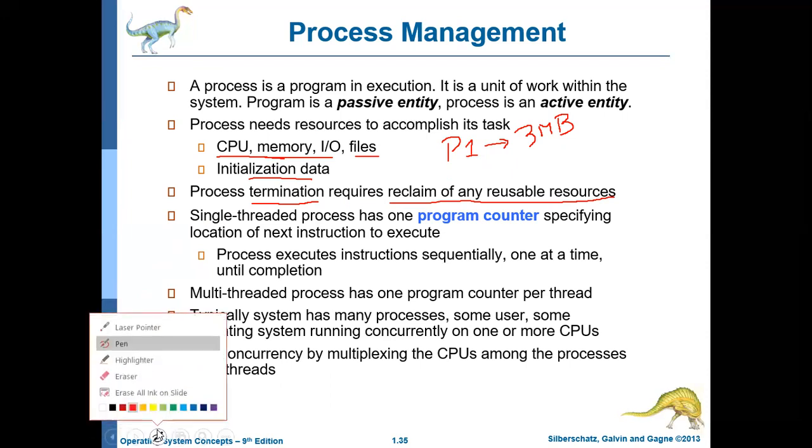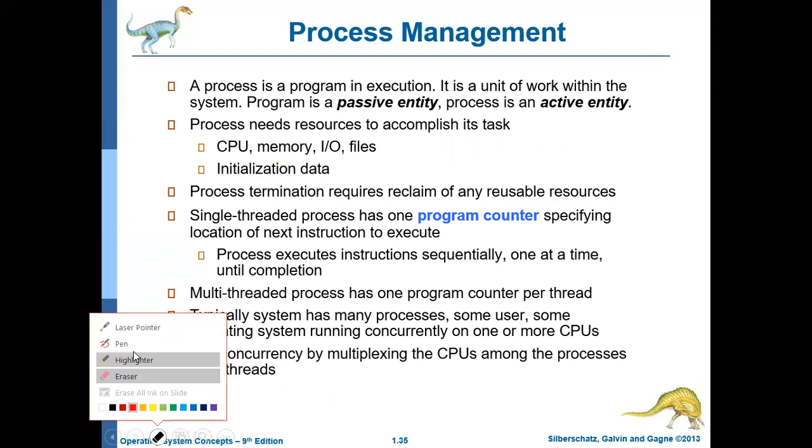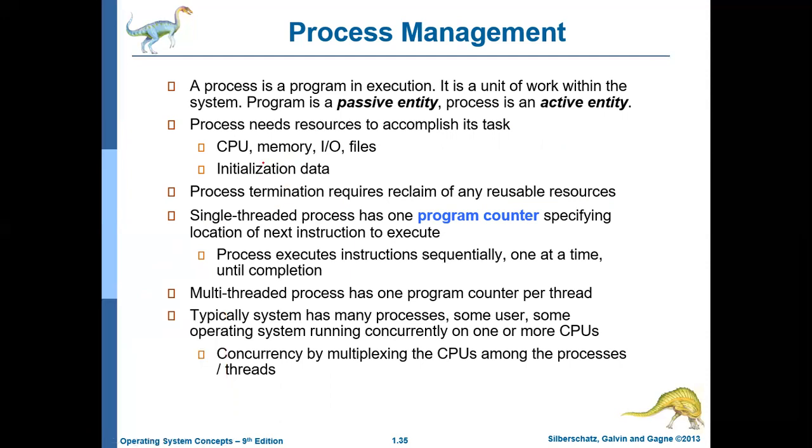For example, memory will be allocated the moment the process is created because it needs some space. So whenever the process is created, immediately memory will be allocated. But if you see IO access, initially the process most probably may not require any IO access.